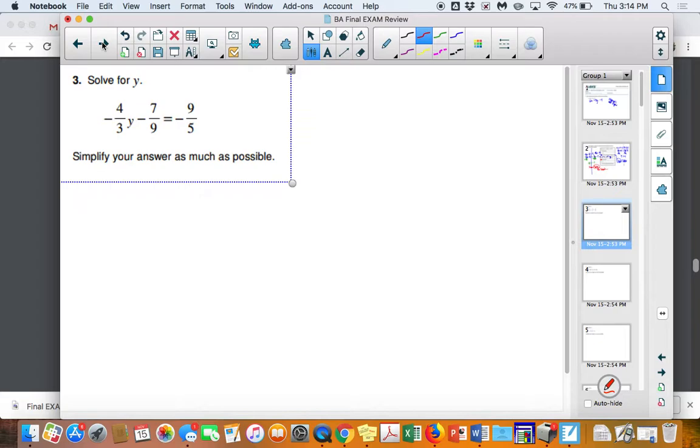Okay, this one says solve for y. So we need to get rid of the fractions. So what you need to think of is what is your least common denominator? Well, we have 3, 9, and 5. We want the smallest number that all of them go into. Well, this is the way I would think about it.